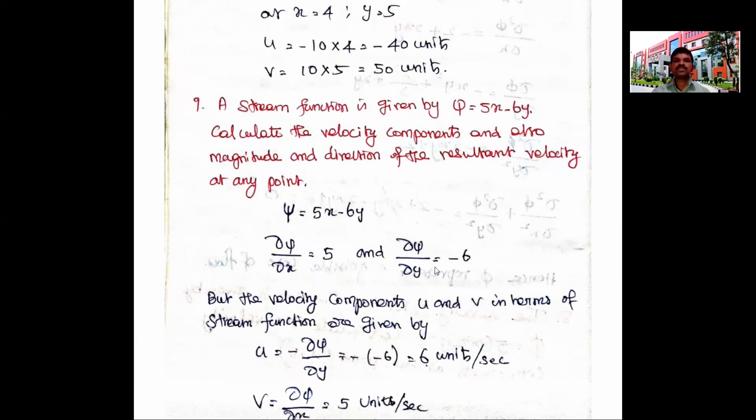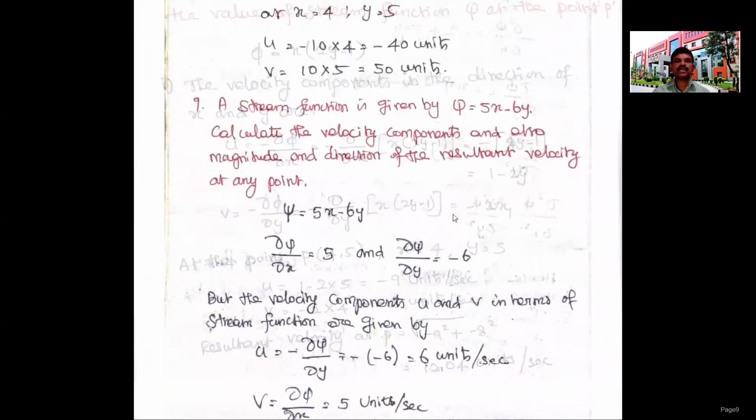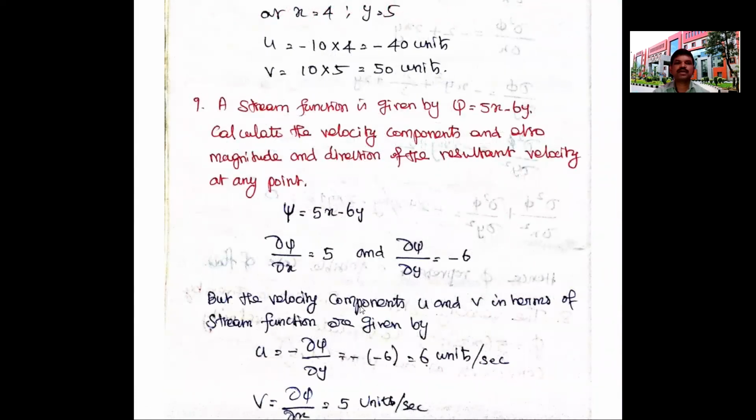Next, the partial derivative of psi with respect to y is minus 6. Okay, minus 6. So now you have to write the velocity components u and v in terms of the stream function. So what is the formula? u is equal to minus dou psi divided by dou y. We already calculated dou psi by dou y previously; it is minus 6. Already one minus is there, so this minus becomes plus.